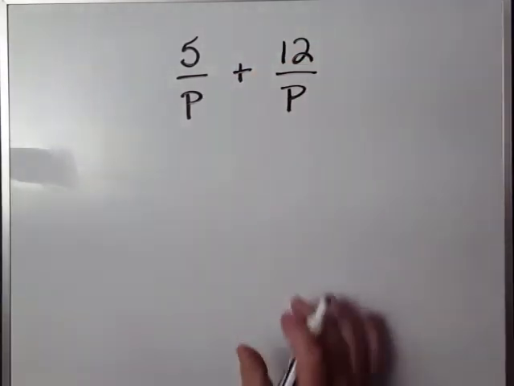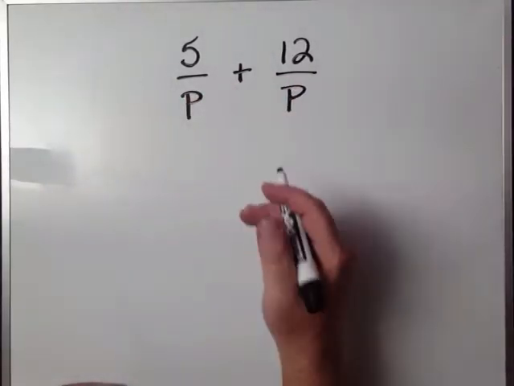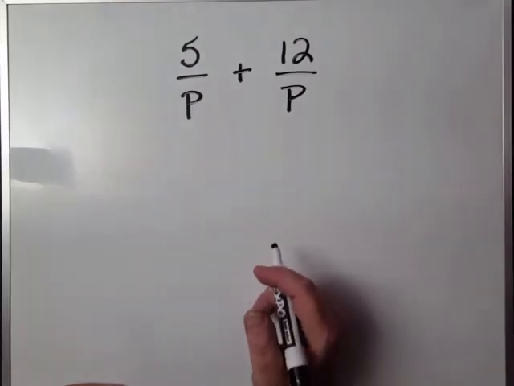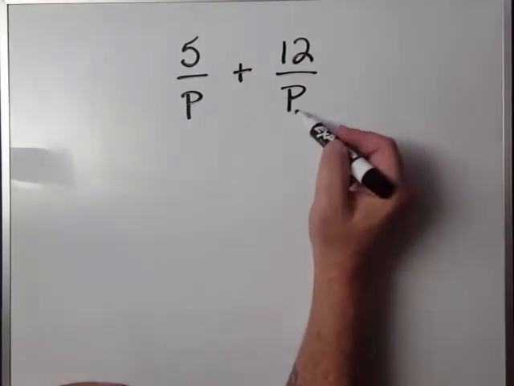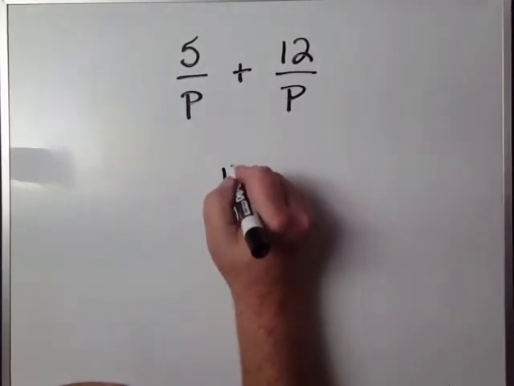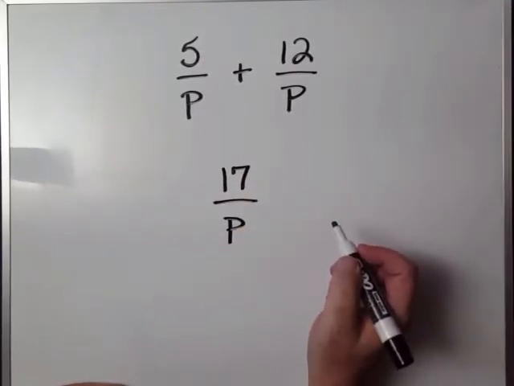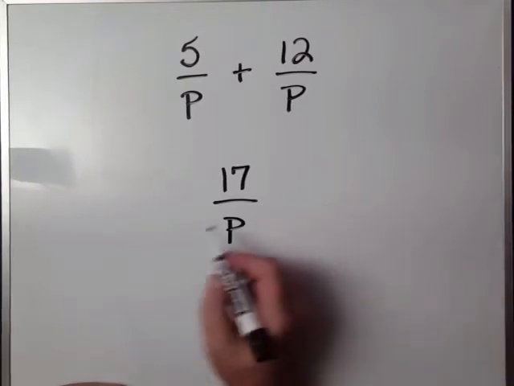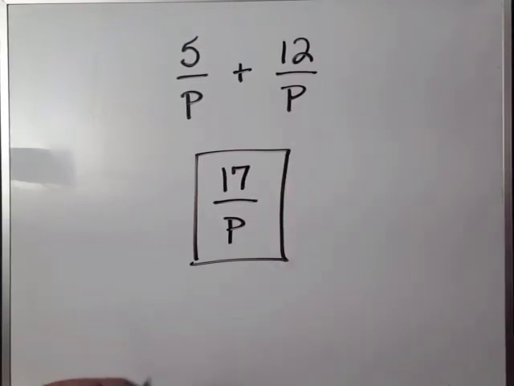Just think about what are the rules for adding fractions. You add the tops and write that over this common denominator. In other words, I have 5 of these plus 12 more of these totals 17 of these. 17 what? 17 over P. There are no common factors to the top and bottom, and so that one's already in lowest terms. Add the tops, write that result over this common denominator. Number 14.